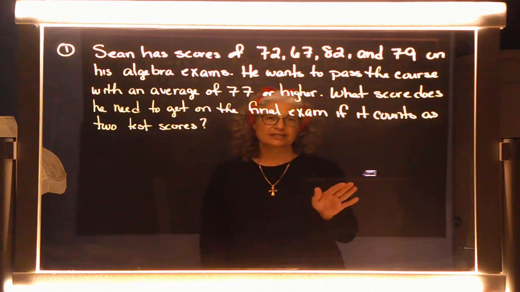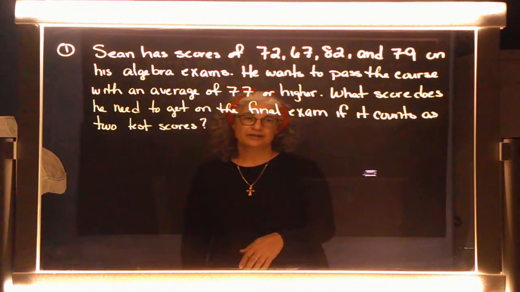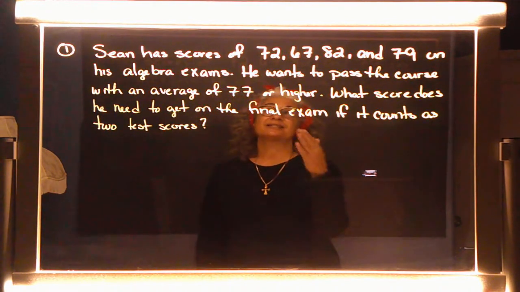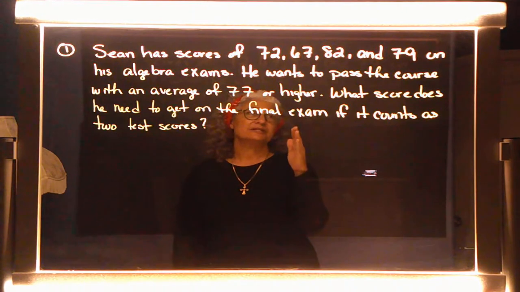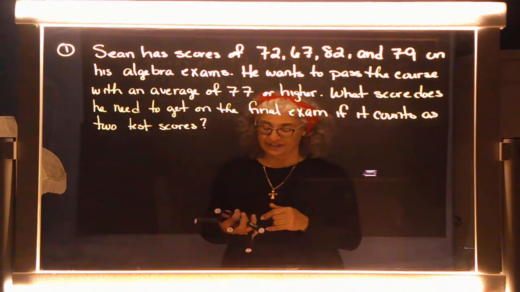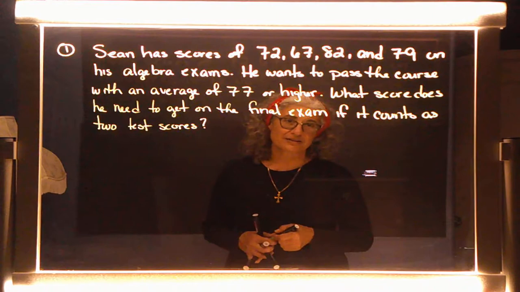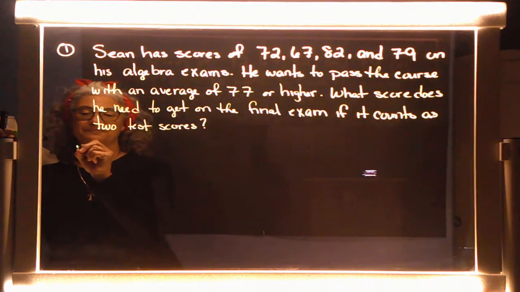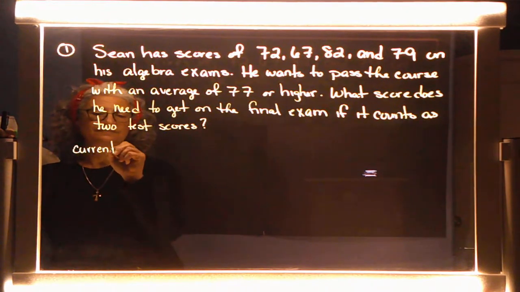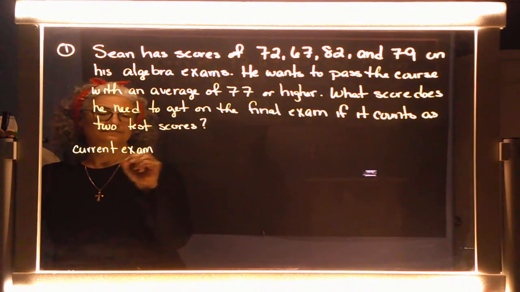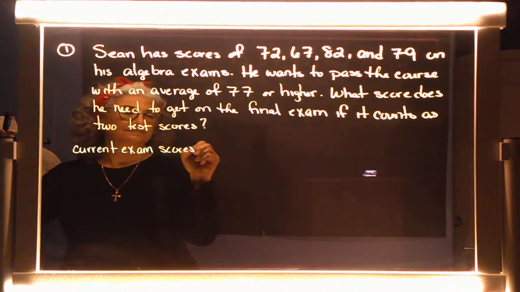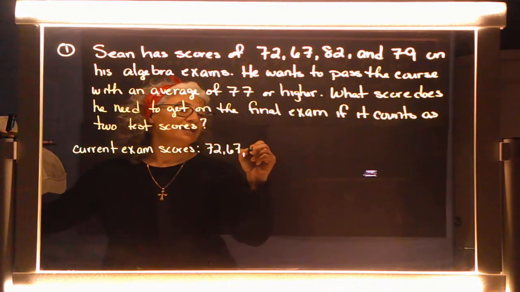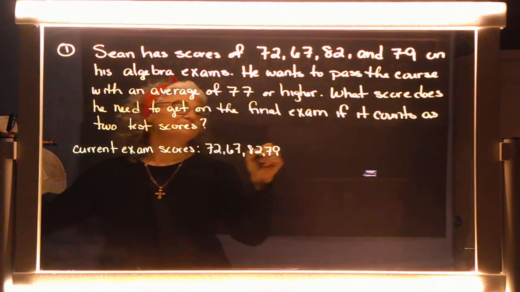Okay, so we read it through once to get an idea of what's going on. Now let's go back and pick it apart and see what it's telling us. So the first thing it tells us is that Sean has exam scores of 72, 67, 82, and 79. Do I care that it's in an algebra class? No, it could be in any class. So his current exam scores: we've got 72, 67, 82, and 79.